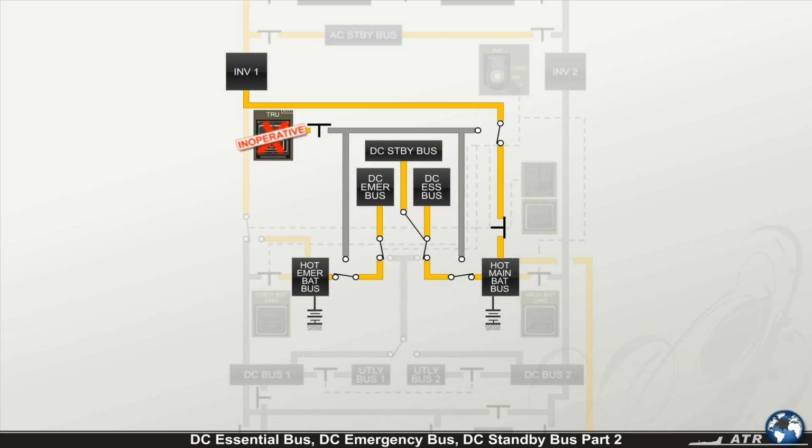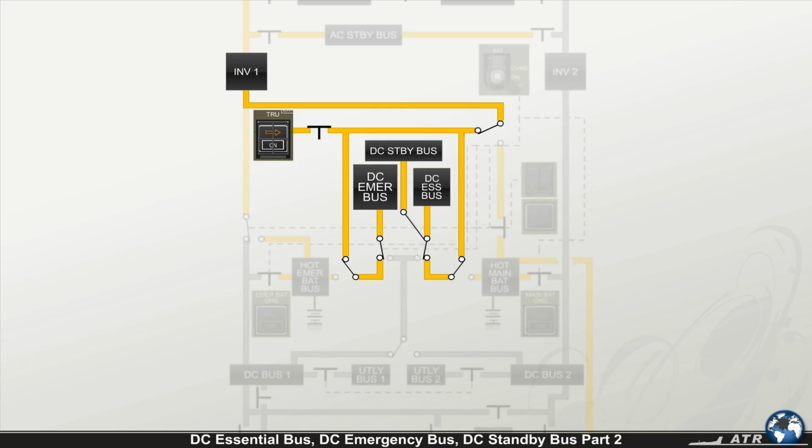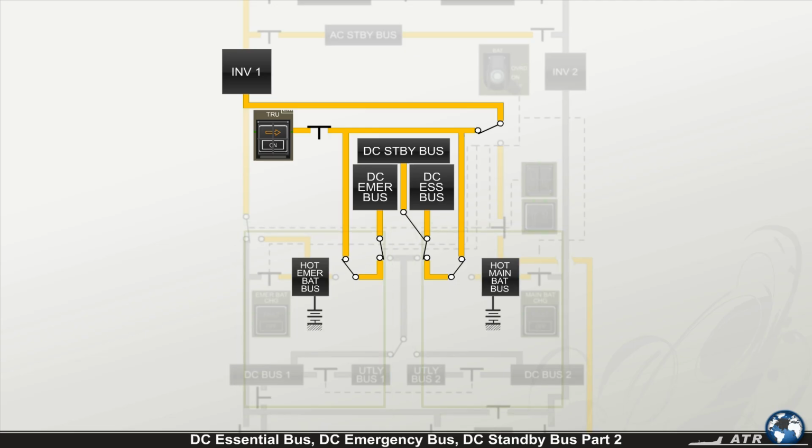If the same happens with an operative TRU, the TRU supplies the DC emergency bus, DC standby bus, DC essential bus, and inverter 1 without time limit, whereas each battery supplies the respective hot battery bus.